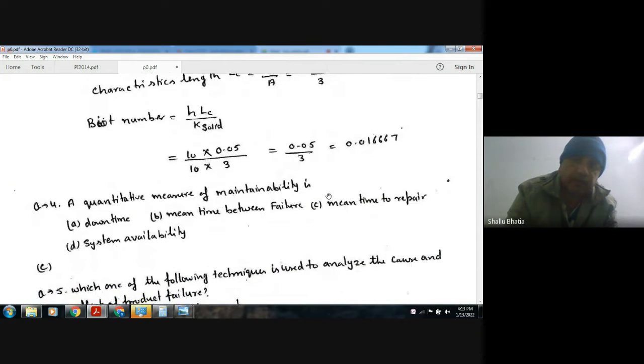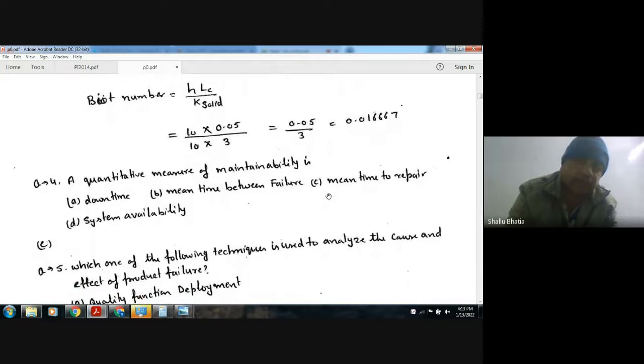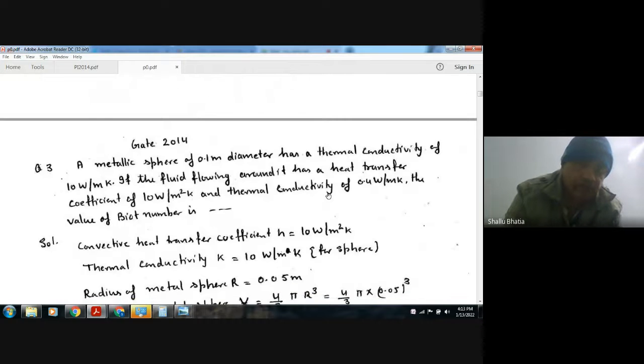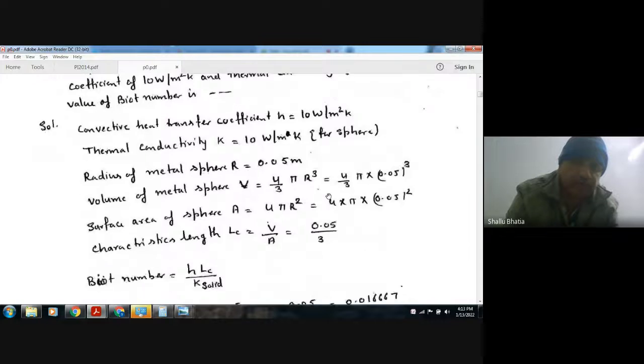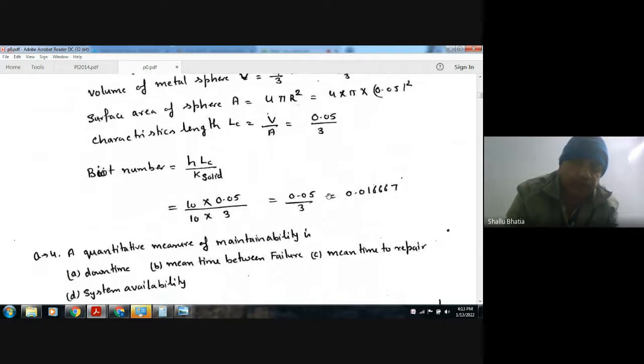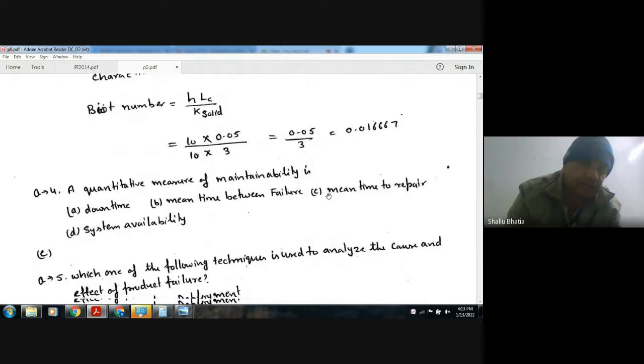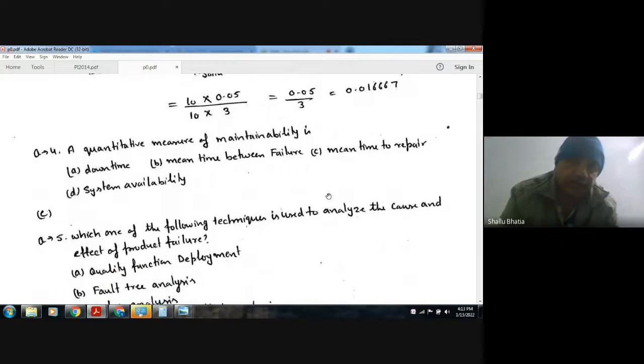So the answer is 0.05 by 3, that is 0.01667. So this is option A. So the answer is 0.01667. Next, a quantitative measure of maintainability is: A, downtime; B, mean time between failure; C, mean time to repair; D, system availability. Maintainability is how quickly you can repair the system, so it is mean time to repair. Okay, so the answer is C.